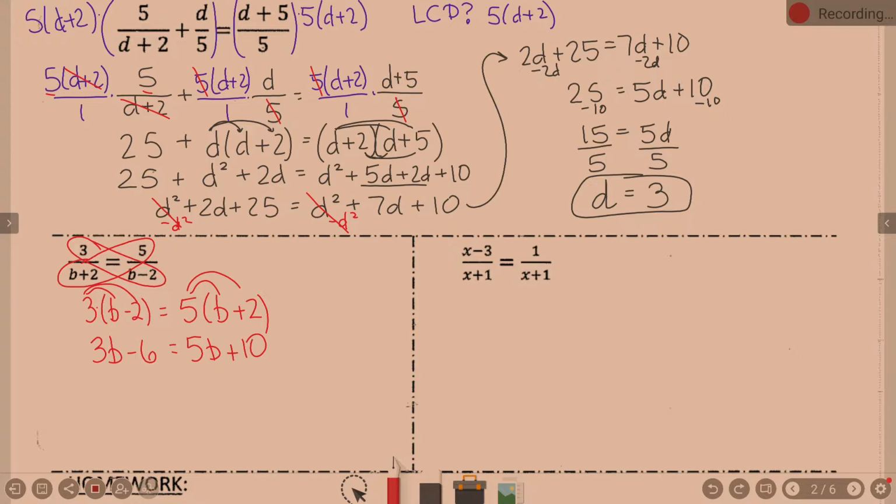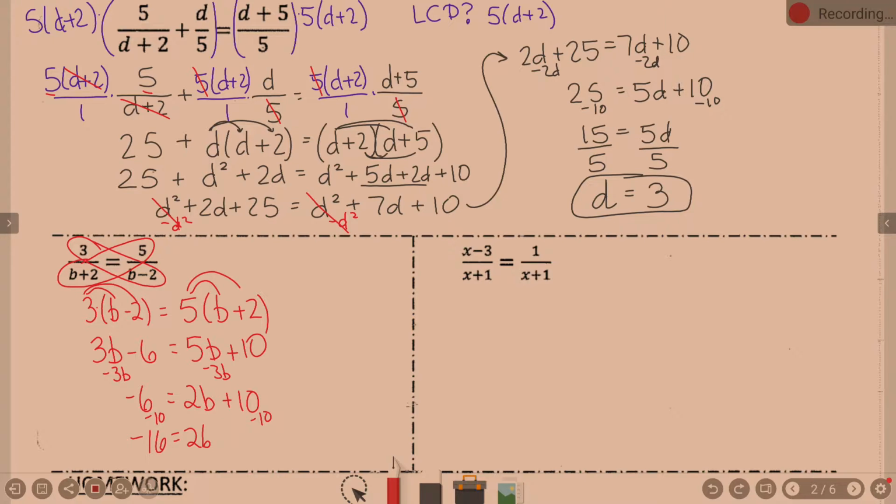Okay, we want to get the 3 and 5 together, so Makaylee's going to tell me to subtract 3b, isn't she? The small one. I get it. I'm not going to argue. So if we move the smaller one, the 3b, to join the bigger one, negative 6 equals 2b plus 10. Subtract 10. Negative 6 minus 10 is negative 16. Negative 16 equals 2b.